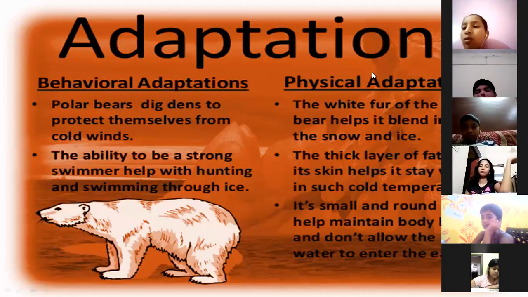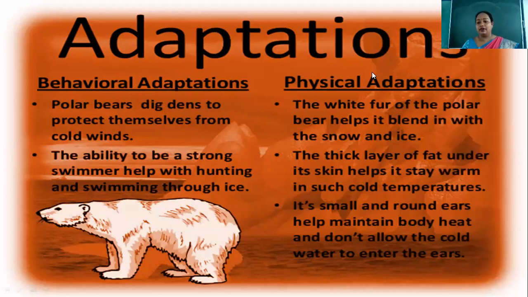Please mute yourself now. Okay, so you see the polar bears, they have small and round ears. This helps to maintain body heat, and it does not allow the cold water as well as the cold wind to enter the ears. If it enters the ears, what will happen? It will move into the body. Okay, so the round ear helps it to maintain the body temperature.